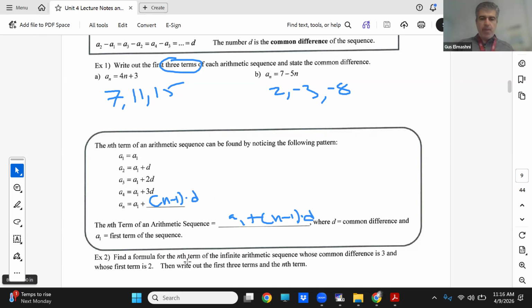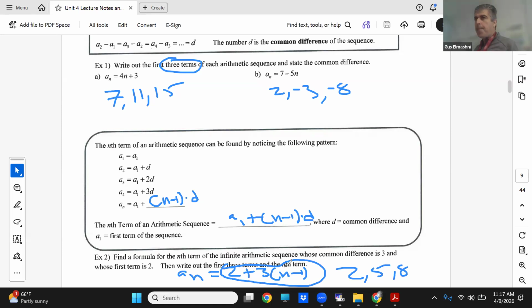So for example 2, find the formula for the nth term whose common difference is 3 and the first term is 2. Well, a sub n will be 2 plus 3 times n-1. And if we want the first 3 terms, if I plug in 1, that should be 2, and you're adding 3, so it's 5 and 8. Now we already know the nth term, which is right here. That's the nth term. So we're okay with that?